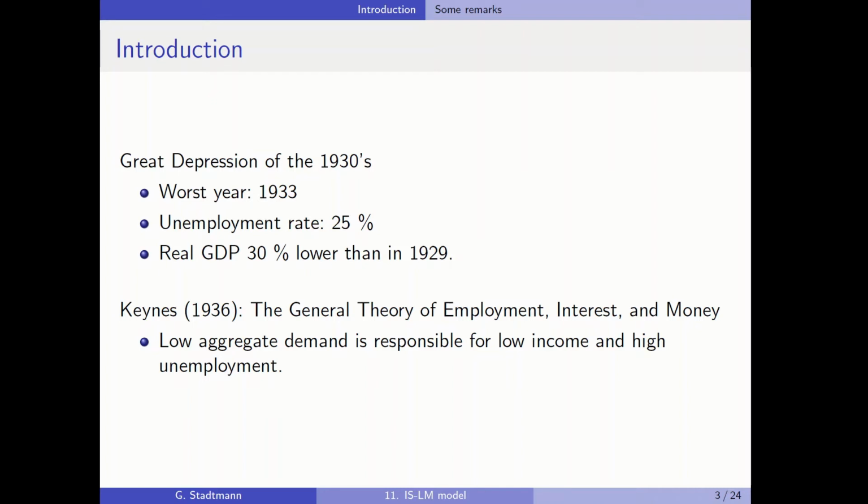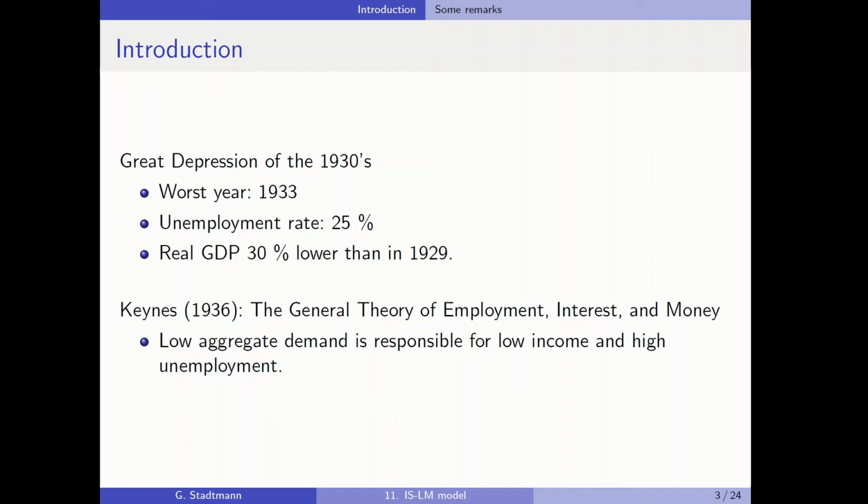But the depression, like the worst year was in 1933. The unemployment rate was at the level of 25%, and the real GDP was 30% lower compared to 1929, the beginning of the Great Depression. One economist who tried to explain this Great Depression and the failure of the classical theory to explain this severe economic situation was Keynes. In 1936, he published his General Theory of Employment, Interest and Money, and he argues that low aggregate demand is responsible for low income and high unemployment.